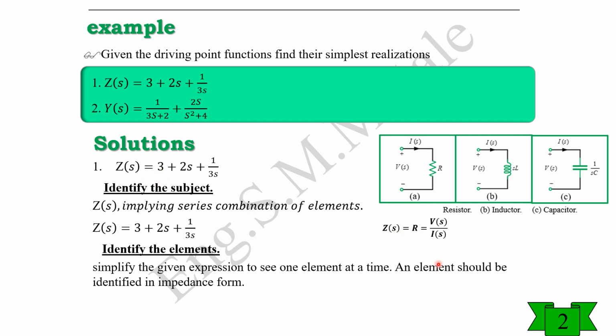So Z S1 will be 3. And then you come to this one. If you relate it to this one, the one which has S as the subject is the inductor. So you have an inductor of 2 Henry there. And for the last one, the one which has S in the denominator like that, 1 over S C, is a capacitor. Therefore, you've got 3 farad as the capacitor. So you've got these three elements, a resistor, an inductor, and a capacitor connected in series.